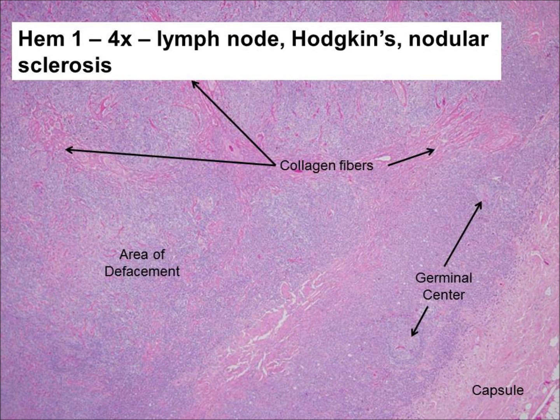Now move the slide to the larger section and center it on the region labeled area of defacement. Observe that nodules are rare or absent in this location. This is a region where the RS cells are easiest to locate. Also note the thick bands of eosinophilic staining collagen fibers.